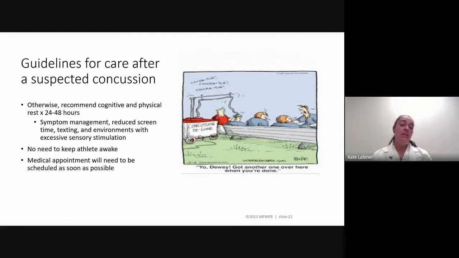There used to be this thought that you had to keep people awake overnight. That's not true anymore, so you don't need to keep waking them up all night long after an injury. We do want them to be seen, though, as soon as possible, whether that's by a pediatrician, by internal medicine or family medicine, or by neurology.